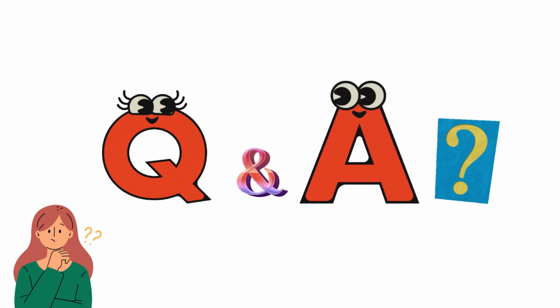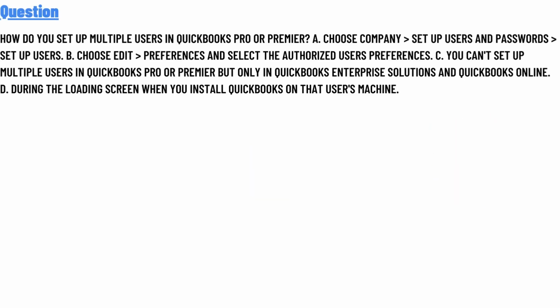So our today question is, how do you set up multiple users in QuickBooks Pro or Premier? Option A, choose Company, Set Up Users and Passwords, Set Up Users. Option B, choose Edit, Preferences and select the authorized user preference. Option C, you cannot set up multiple users in QuickBooks Pro or Premier, but only in QuickBooks Enterprise Solutions or QuickBooks Online. Option D, during the loading screens when you install QuickBooks on the user machines.